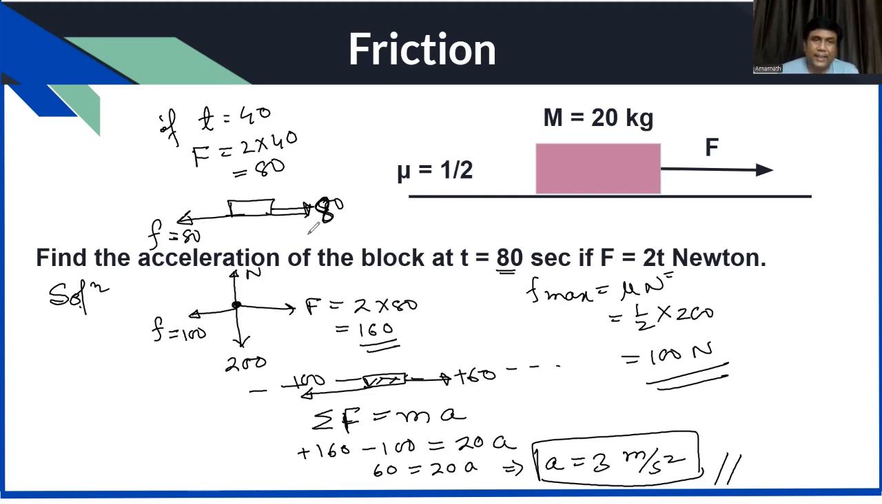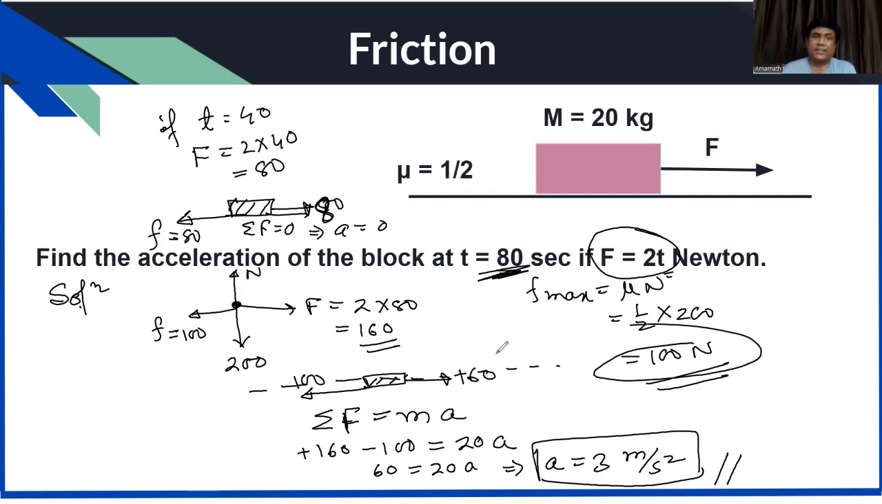So acceleration will be 0 only, because now the rightward force is 80, and the leftward force is also 80. So 80 minus 80, net force will be what? 0. So it means net acceleration also will be 0. Okay. But when the time is bigger, the applied force also will be bigger. It means it will be more than 100. And hence the object starts accelerating. Okay.